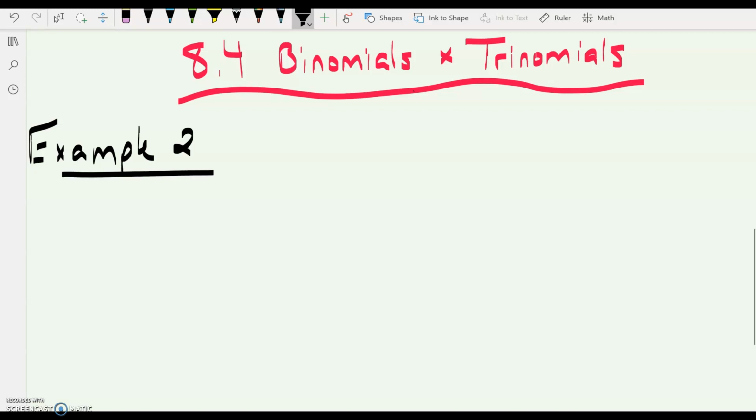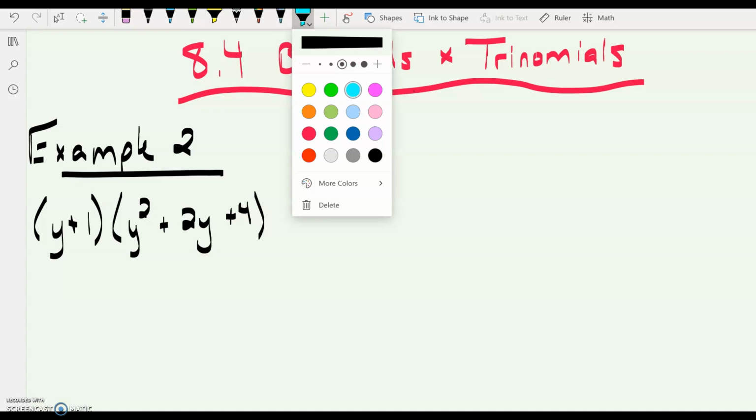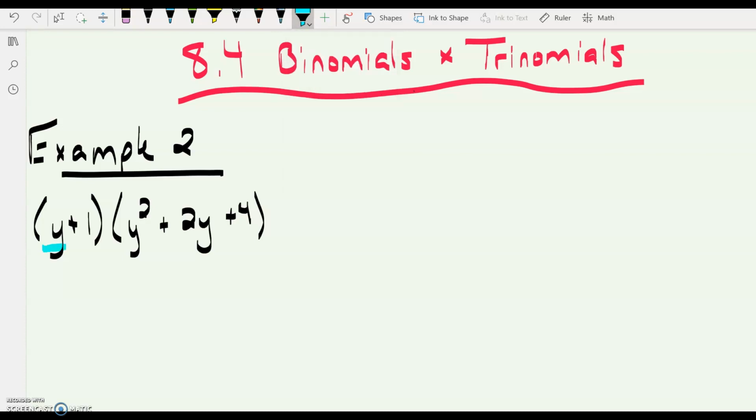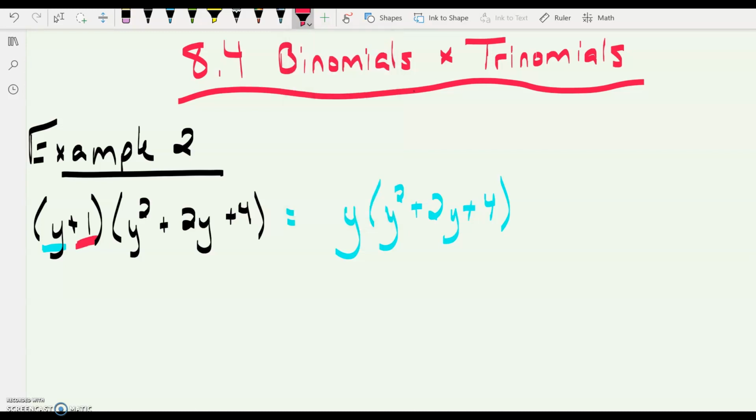Okay, example 2, we have y plus 1, that's your binomial, times y squared plus 2y plus 4. The double distributive property is going to have us take the first term, that y, I'm going to take that y out, and we're going to multiply it by the trinomial y squared plus 2y plus 4. And then I'm going to take the plus 1, and I'm also going to distribute that to the y squared plus 2y plus 4.